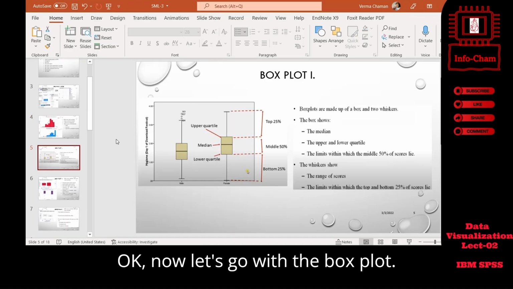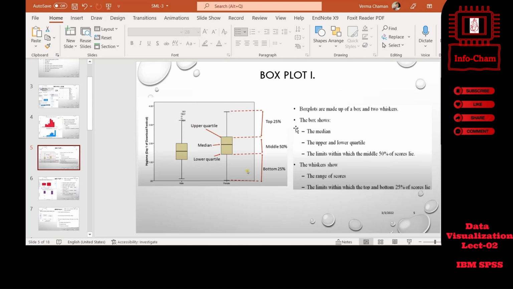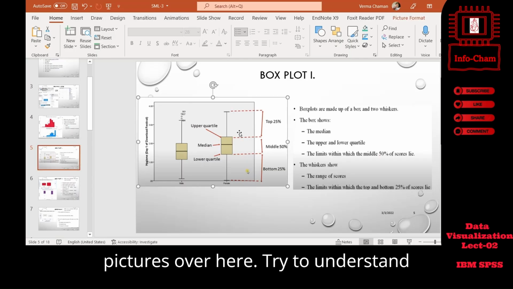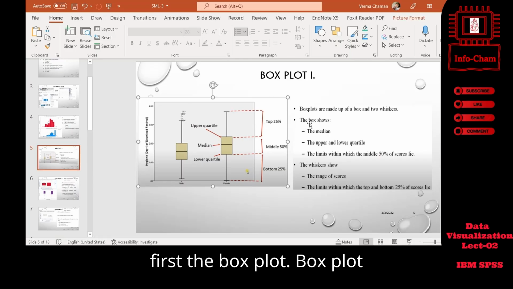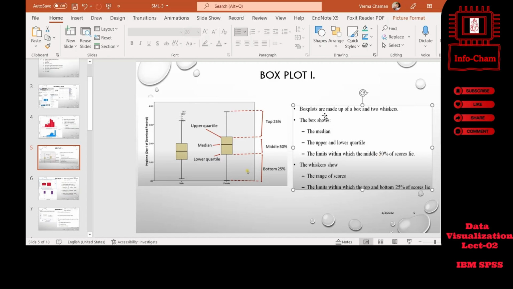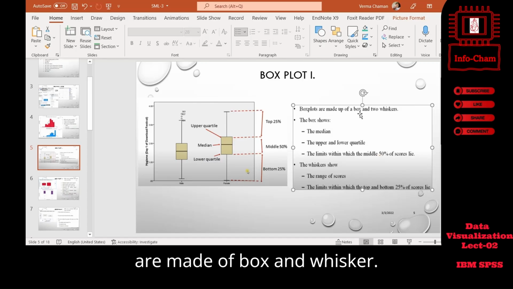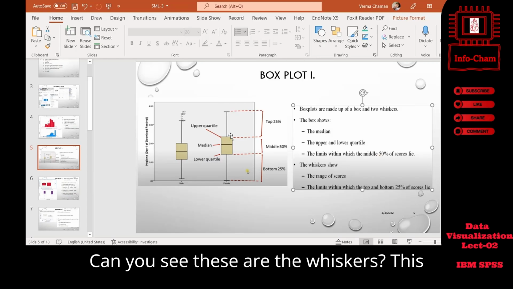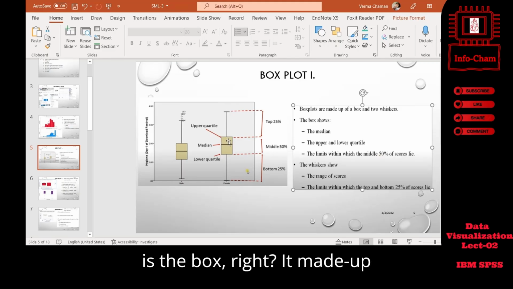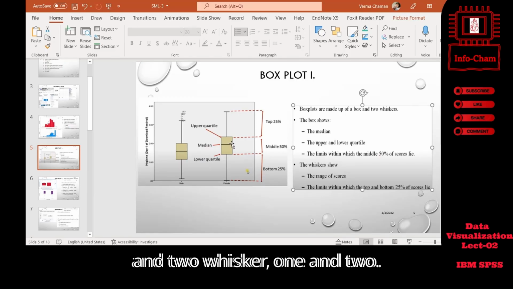Okay, now next go with the box plot. What is the box plot? Please try to understand. I put some pictures over here. Try to understand the box plot first. Box plots are made of a box and whiskers. Can you see? These are the whiskers. This is the box, right? It is made up of a box and two whiskers, one and two.